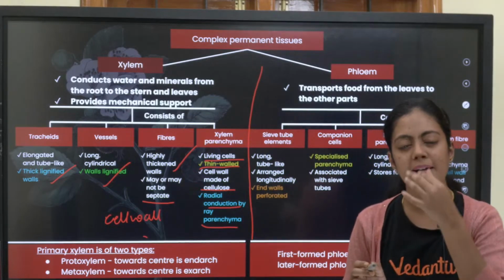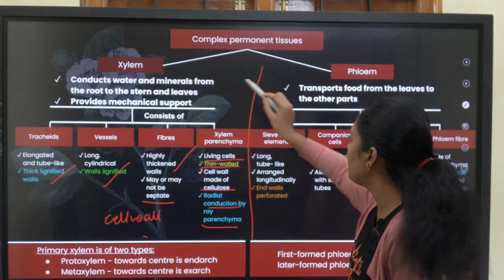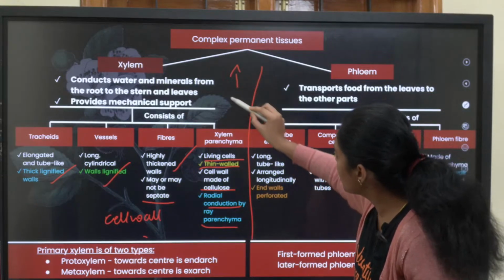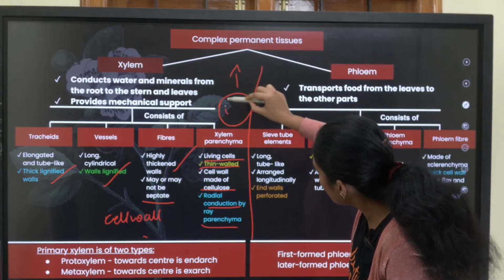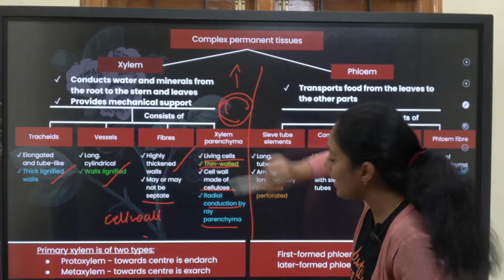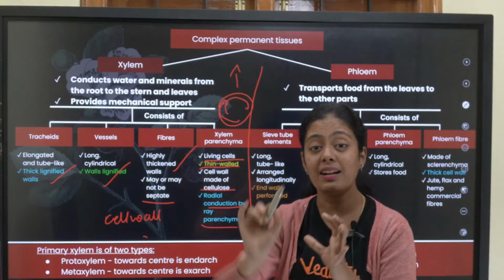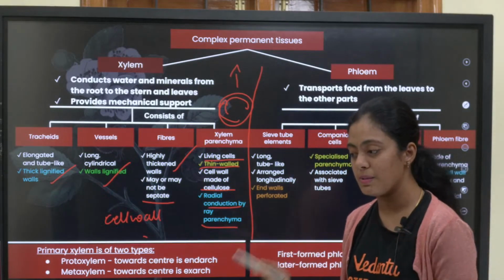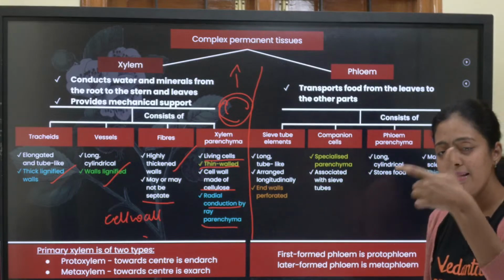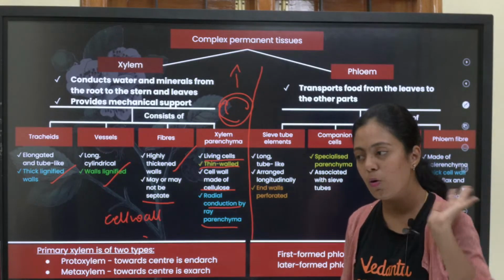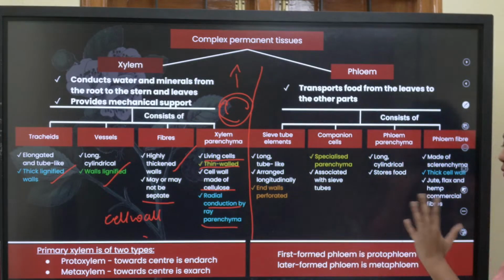Ma'am, what is radial conduction? Upward conduction is like this, correct? Radial conduction means, the plant is like this, and conduction happens in this way along the radius. That is what we mean by radial conduction. Very, very important: tracheids, vessels, fibers, xylem parenchyma. If that's clear, we will move on to phloem.